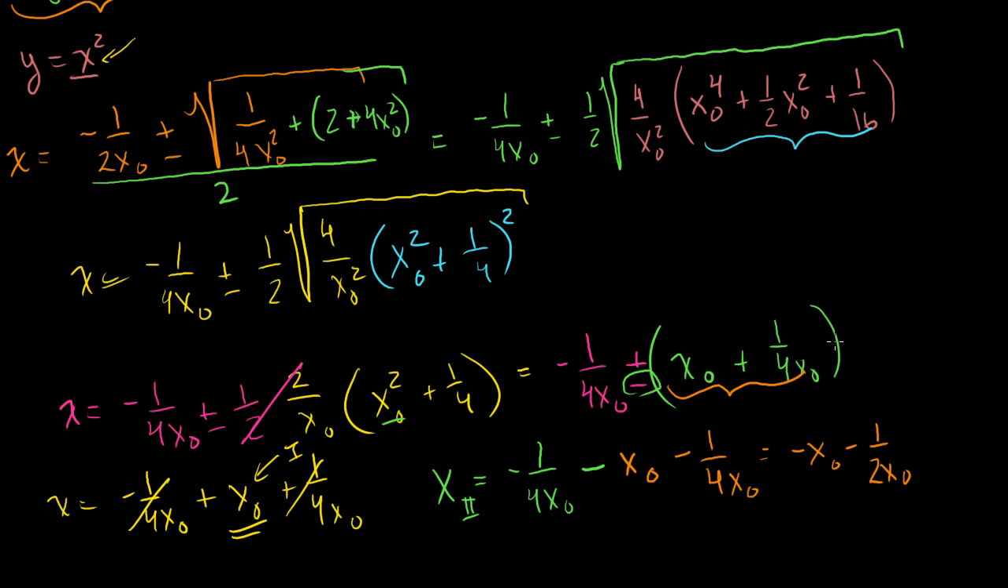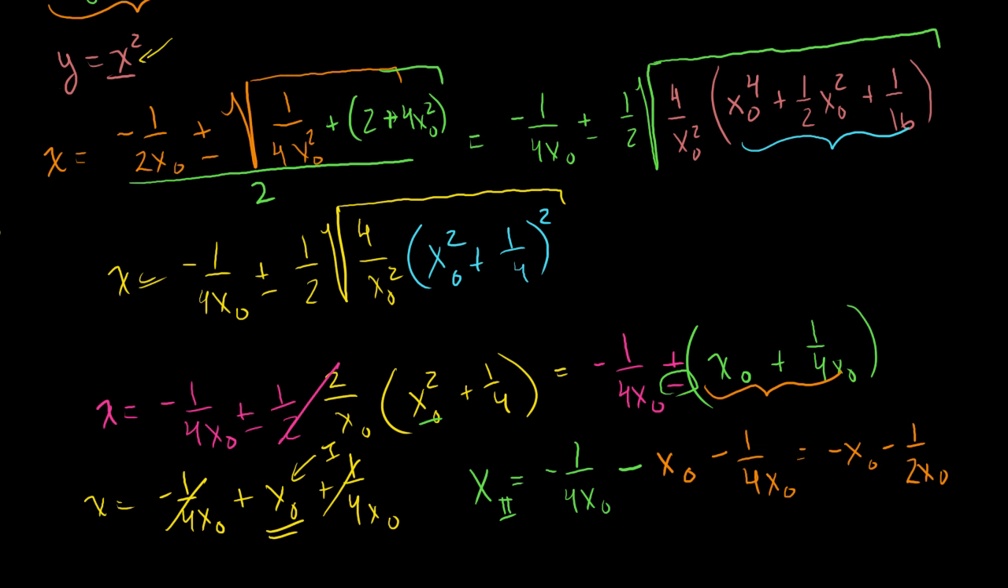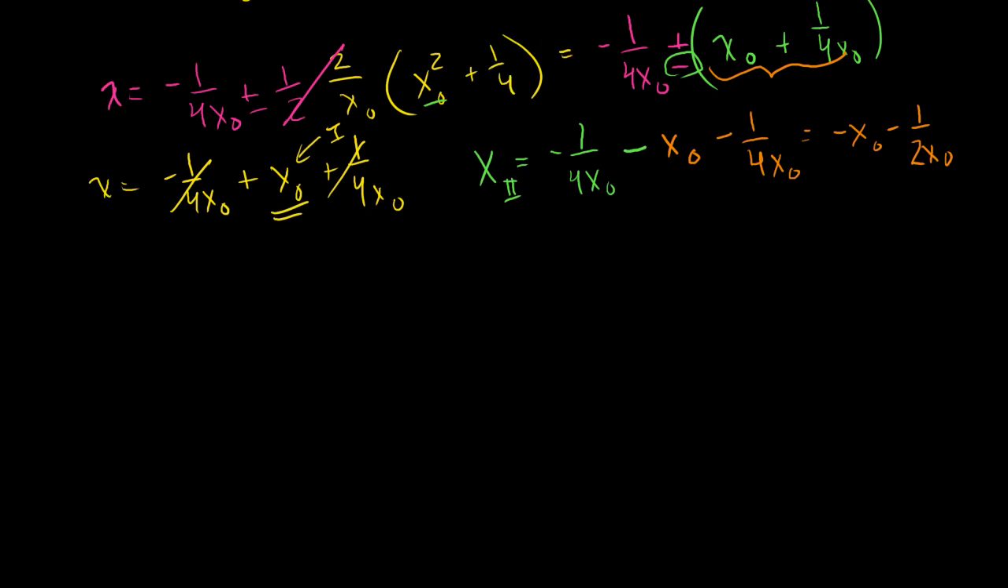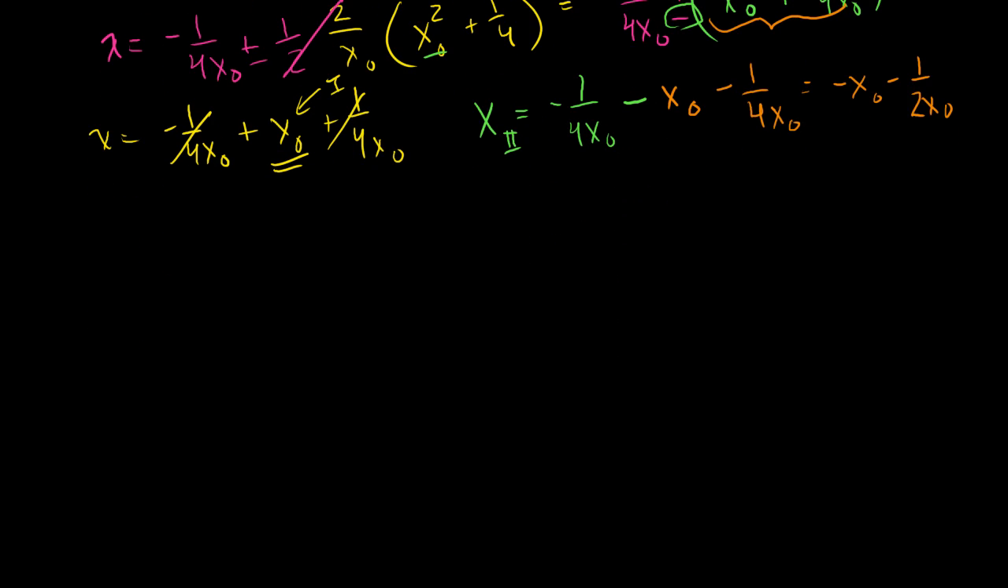And so my second quadrant intersection, all this work I did got me this result. My second quadrant intersection of the normal line and the parabola is minus x naught minus 1 over 2 x naught. Now this by itself is a pretty neat result we just got, but we're unfortunately not done with the problem.